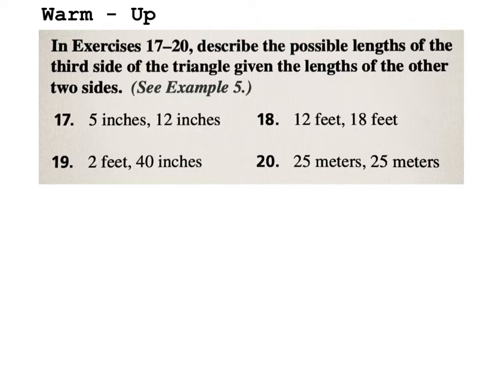So if we have a triangle with sides that are 5 inches long and 12 inches long, what are the possible lengths that the third side can be? There's a range of lengths that it can be. Now, in the lesson video from the other day, we went through all of the inequalities and things like that. I'm just going to go through the shortcut, and we want to write this inequality as a compound inequality.